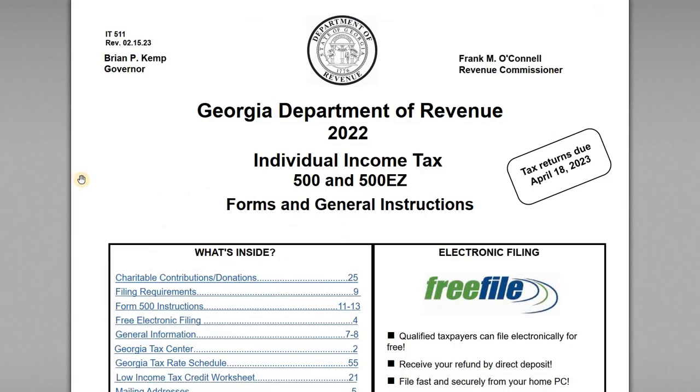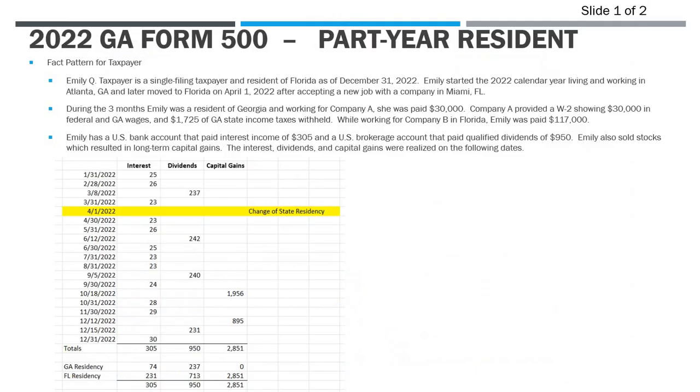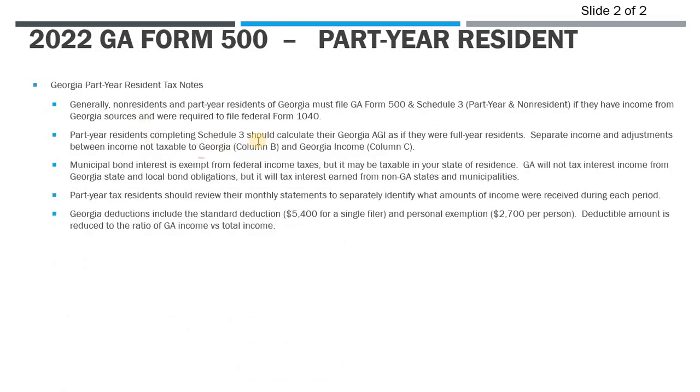Okay, so actually let's go back to this slide just to cover some of the key points here. So non-residents, part-year residents, again, they do the Georgia Form 500 just like a full-year resident would, but we add a Schedule 3 which is completed for part-year and non-resident taxpayers. And so on the Schedule 3 is where we have 3 separate columns. We have basically a total column for federal. Then we allocate a piece that's not taxable in Georgia, and then column C is what is going to be considered Georgia income. All right.